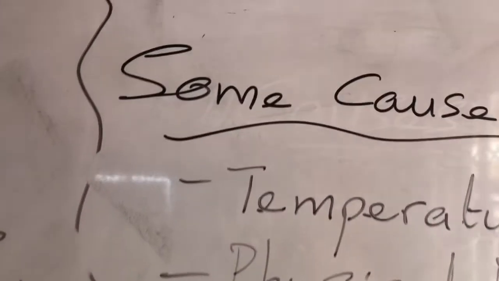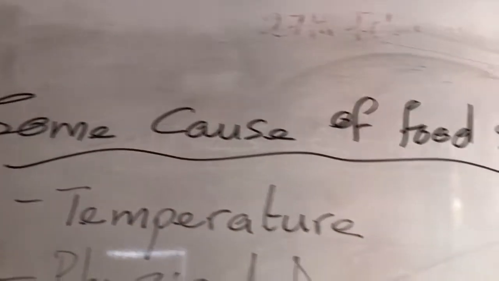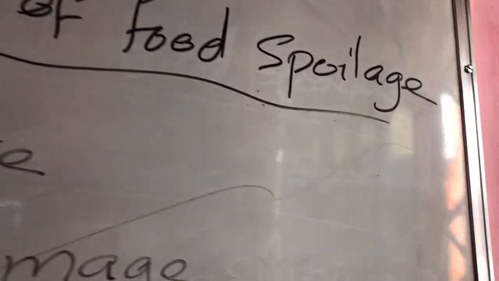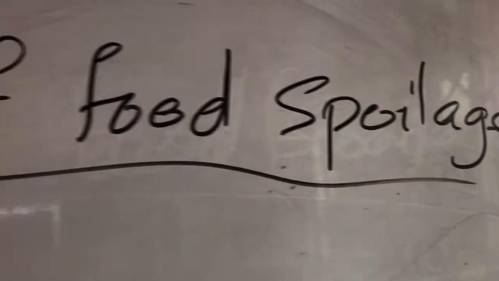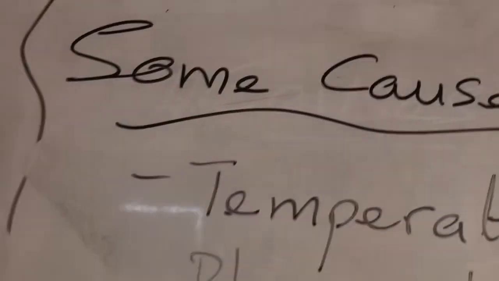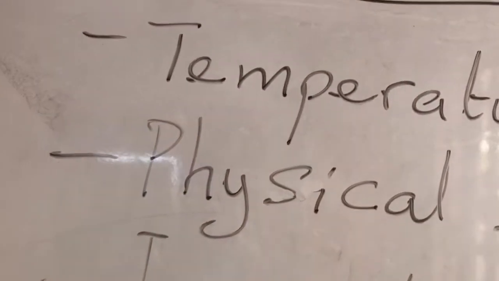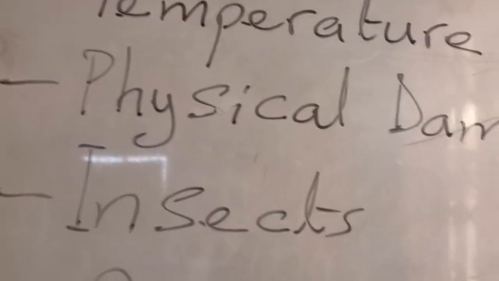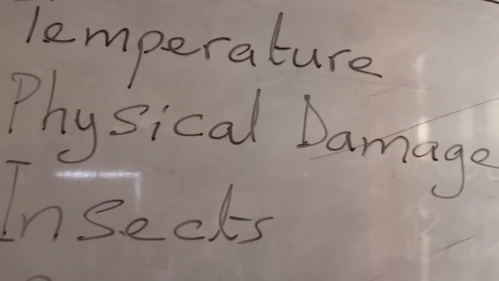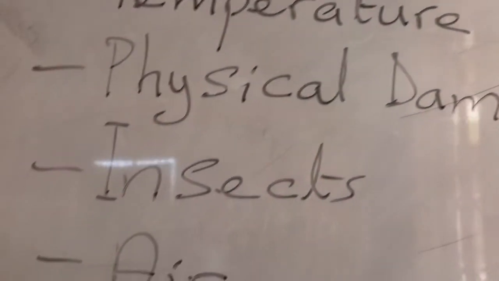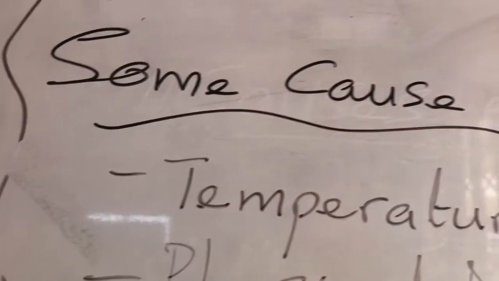Let's continue. Some causes of what? Food spoilage. What are some of these causes? One, we said temperature is a factor. Two, physical damage. Three, insects. Four, air and light. We have a lot of factors, but these are just a few written on the board.